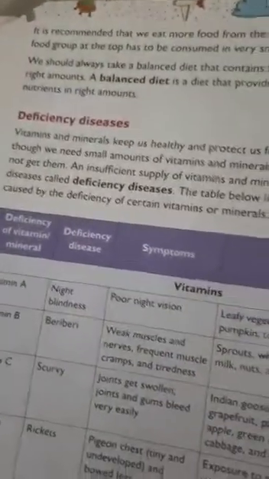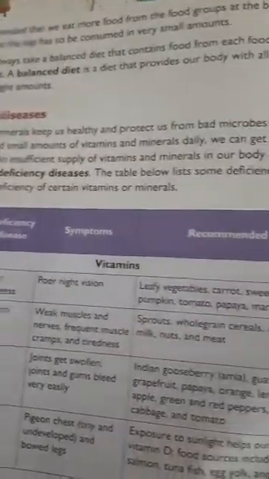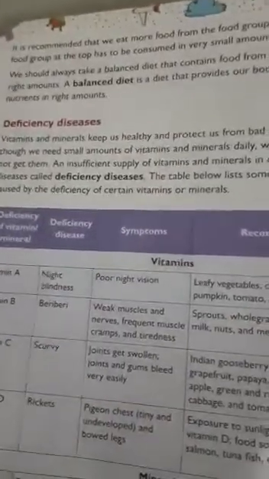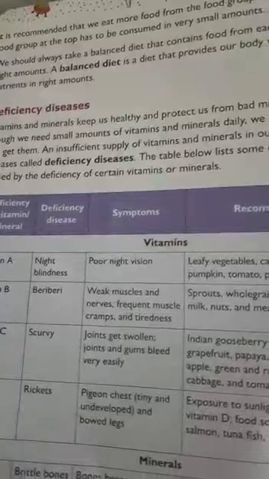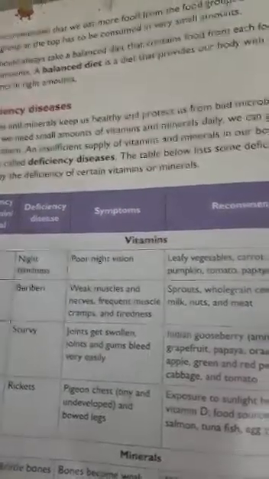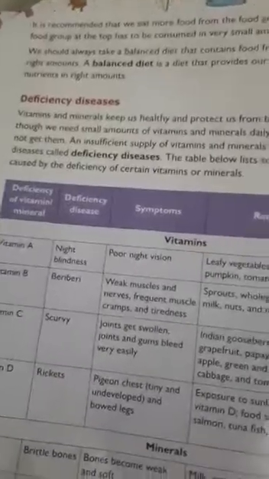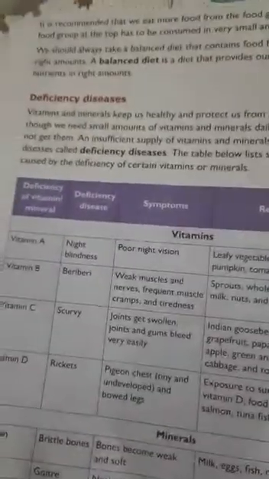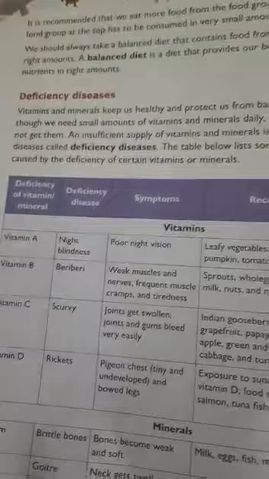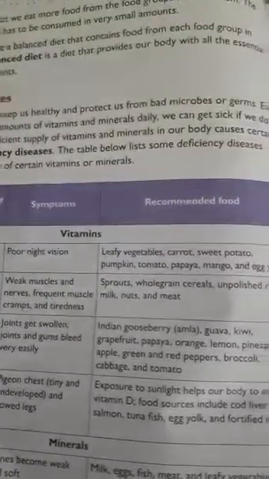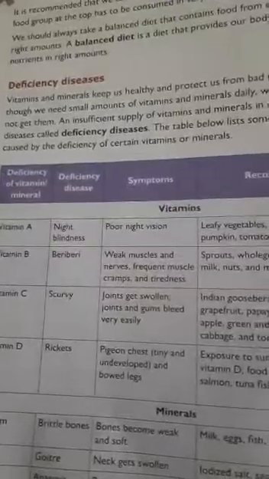Okay, so next is, it is recommended that we eat more food from the food groups at the bottom of the pyramid. The food groups at the top have to be consumed in very less amounts. Just now I told you which food items are given at the bottom, that we should take in more quantity, and which are given at the top, that we should take in very small amounts. So we should always take a balanced diet that contains food from each food group in right amounts.